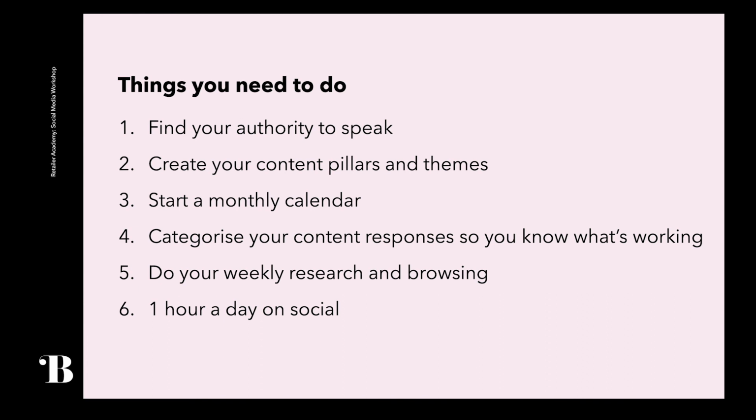So to pull together what we've just covered, you need to find your authority to speak, what you've got a right to talk about, and that's going to create your content pillars and themes. Once you have your themes, start with a printed out monthly calendar and start going through your diary and working out what you can talk about and what's relevant at that time. Categorize your responses to your content and your analytics so you can actually see what's working. Do more of what's working and less of what's not, and keep testing, because customers change their behavior and the way we do things. Now, I've put in here weekly research and browsing.